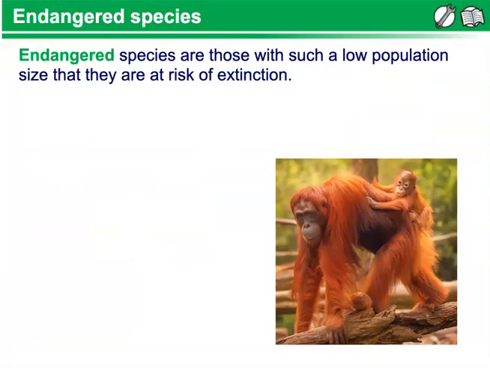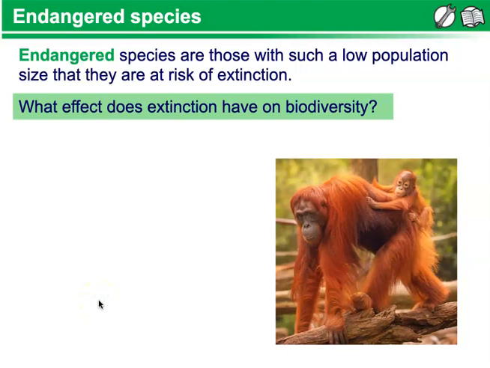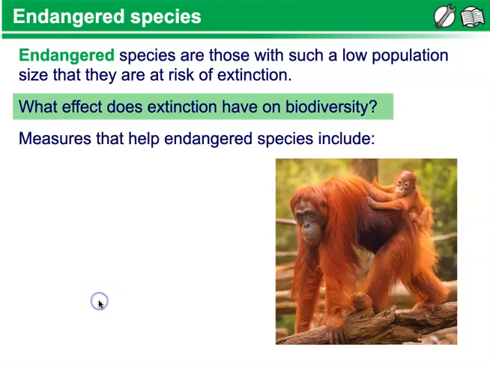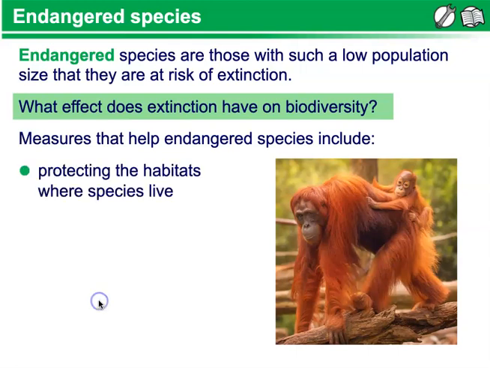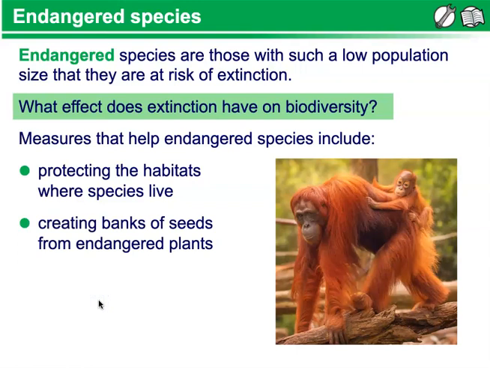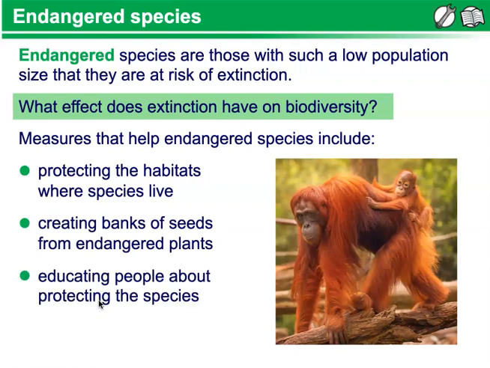Endangered species. Endangered species are those with such a low population size that they're at risk of extinction. So what effect does extinction have on biodiversity? Measures that help endangered species include protecting the habitats where the species lives, creating banks of seeds from endangered plants, educating people about protecting the species, as well as breeding animals in captivity. And we are going to explore many of these.